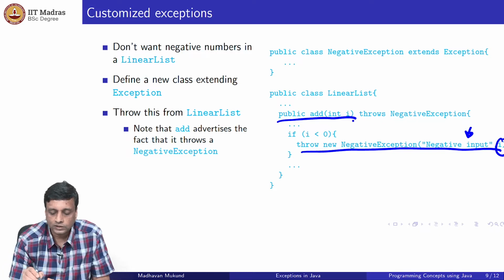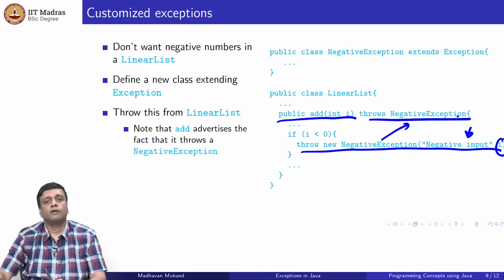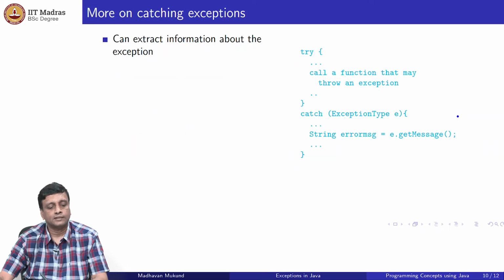Now, the other thing to note is that because I am now throwing this negative exception, I have to advertise it. So, therefore, this add function now has an extra component to its header, which says that it throws a negative exception.